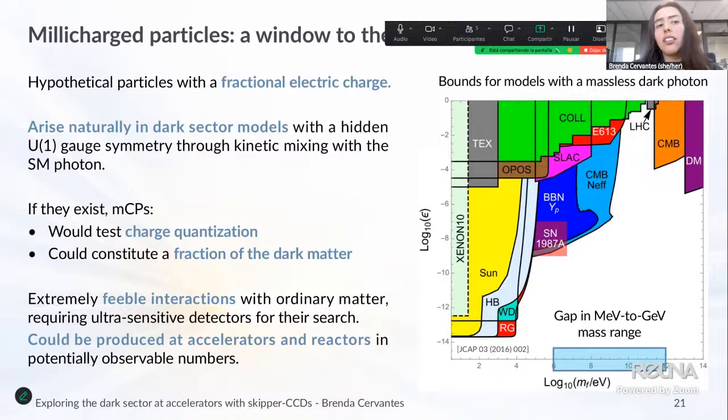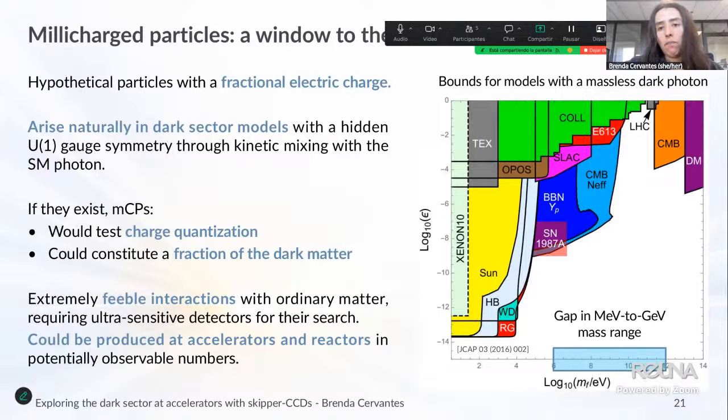Millicharged particles are essentially hypothetical particles with a fractional electric charge. They do not need to be part of a dark sector, but they arise naturally in different dark sector models that have a hidden U(1) symmetry through kinetic mixing with a standard model photon. So if millicharged particles exist, they would be a direct test of charge quantization, which is super important for all the physics fields. And they could also constitute a fraction of the dark matter.